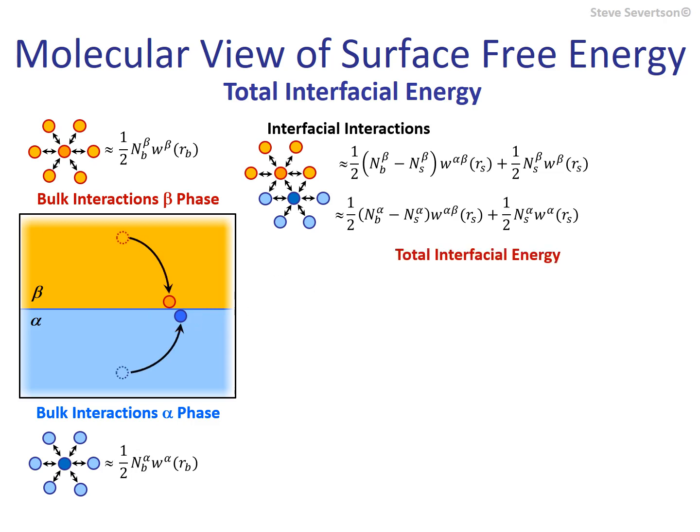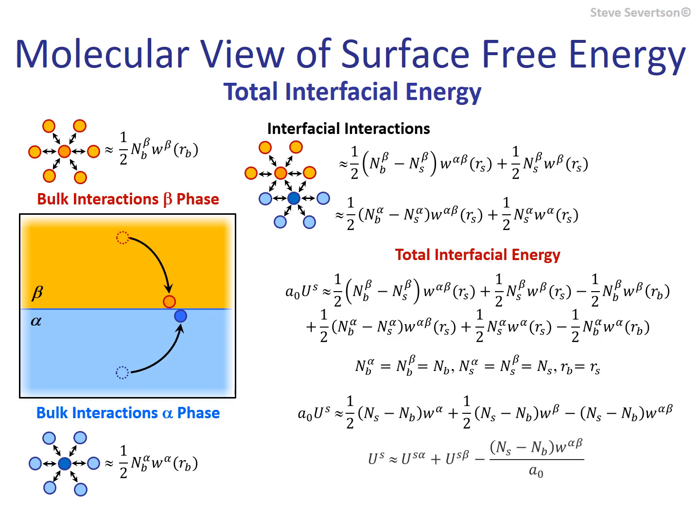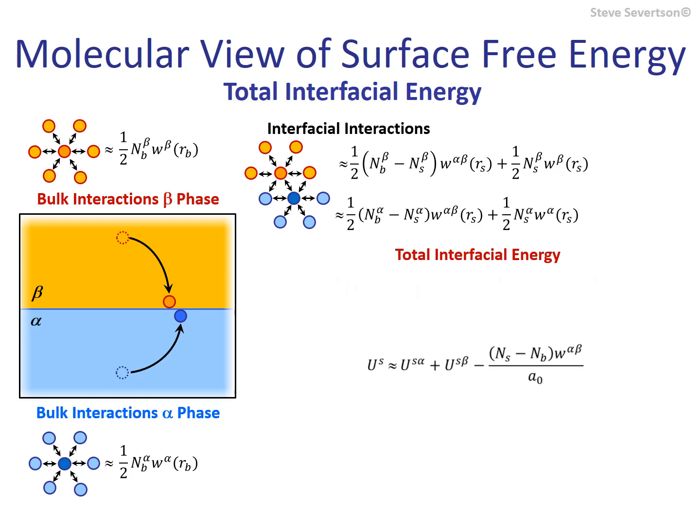The total change in potential energy is the sum of the differences in interaction energy between the interface and the bulk for a molecule from each of the phases. We assume that the same number of interactions for molecules occur in both phases, and both have similar bond lengths at the interface and in the bulk regions. This approximation produces an expression for the total interfacial energy. It is written here in terms of the total surface free energy for the two pure phases and the interaction energy between the molecules across the interface.